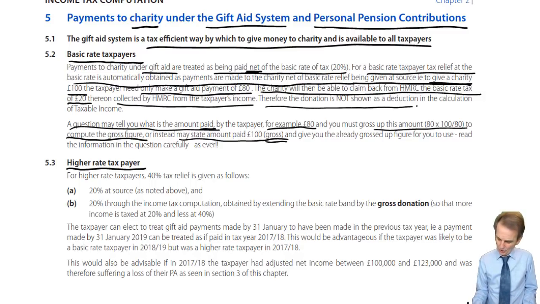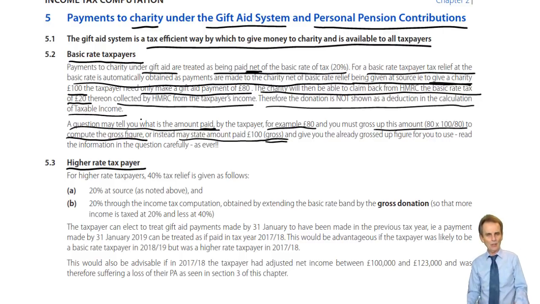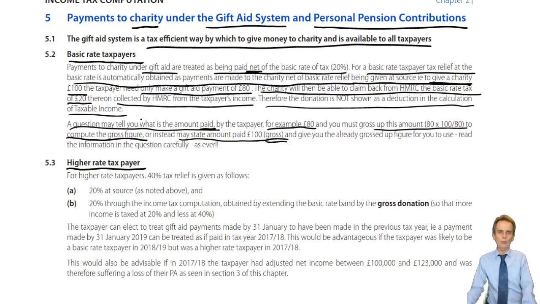Therefore, the donation is not shown as a deduction in the calculation of taxable income. We started this by saying that the way in which you got tax relief from your qualifying loan interest payments was by deducting the gross amount of interest that you had paid to the financial institution from whom you had borrowed. You deduct that figure from total income, deriving net income, and in turn deriving taxable income. So your income was that much less. You achieved tax relief on the income tax computation.